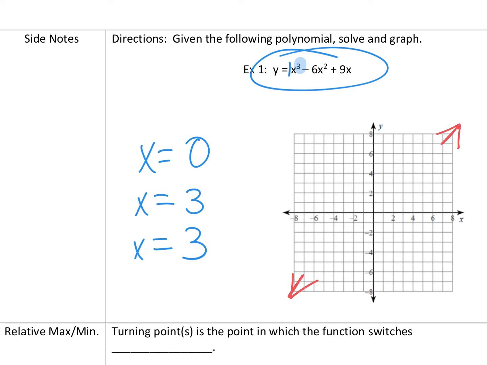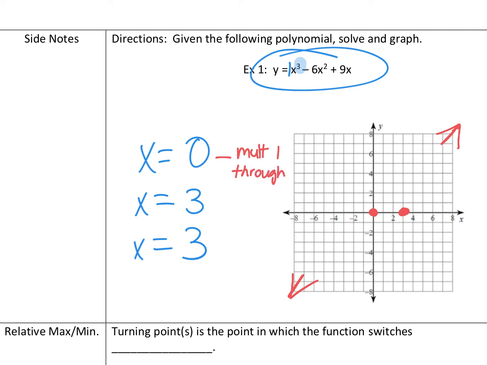Okay, my solutions are at 0 and 3. So I'm going to put a point at x equals 0 and x equals 3. Okay? How many times does x equal 0? 1. So that means that my multiplicity is just 1. Is that going to be a through or a bounce? Is that an even or an odd number? 1. Odd, which tells me through.